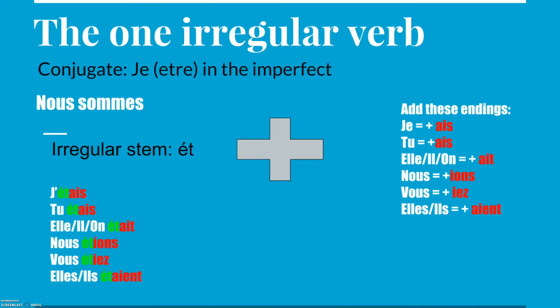The one irregular verb is être. What you might be wondering is, why is être the only irregular verb? Well, if you think about it, if we try to apply the same conjugation rule, nous form of être in the present tense, nous sommes, we can't chop off the ONS and add the endings like we usually do, because there is no ONS. So instead what we have to do is remember that the irregular stem is É with an accent and T, and then the exact same endings. So there it is. That's how you conjugate être in the imperfect. That's the only irregular verb, because when you conjugate in the nous form, you don't get an ONS.